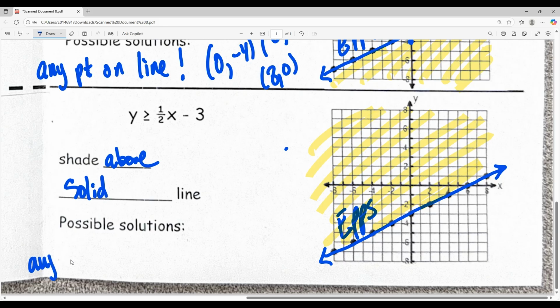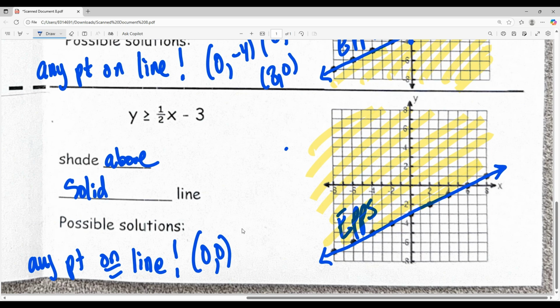Again, any point on the line is a possible solution. 0, 0 is also a solution. So I want you to think about this. On this one, where it's greater than, in the terms of this graph, 0, 0 would be a solution. But if it was less than, it would not be. It would be a false statement. So it would not be a solution. Does that make sense? Okay. Now we're going to go to the other sheet.